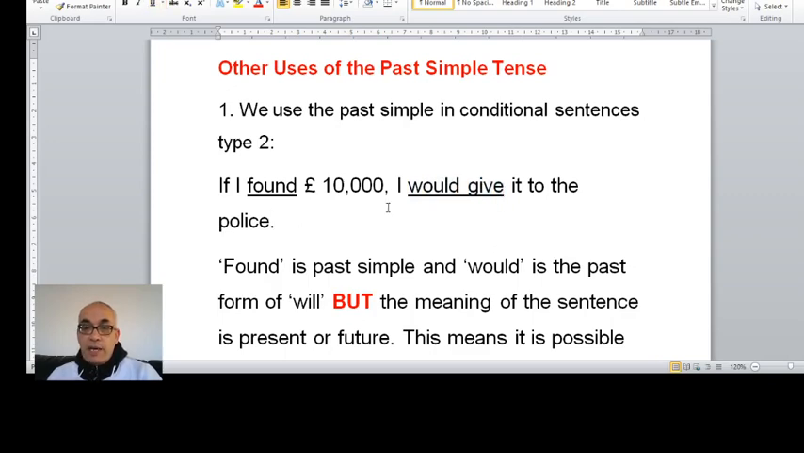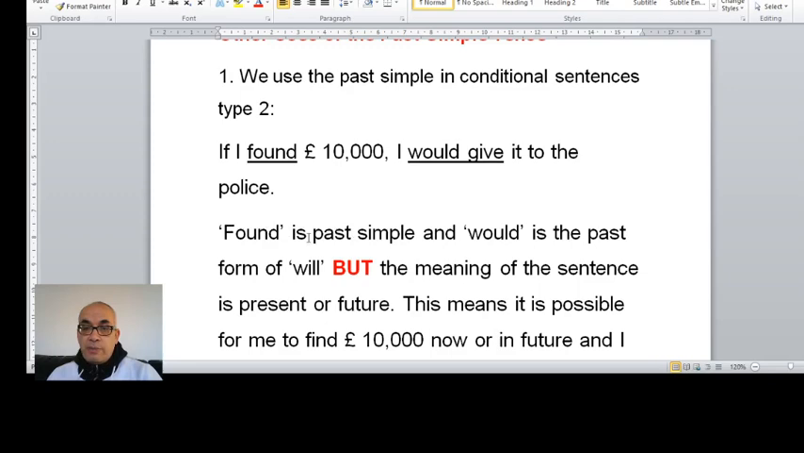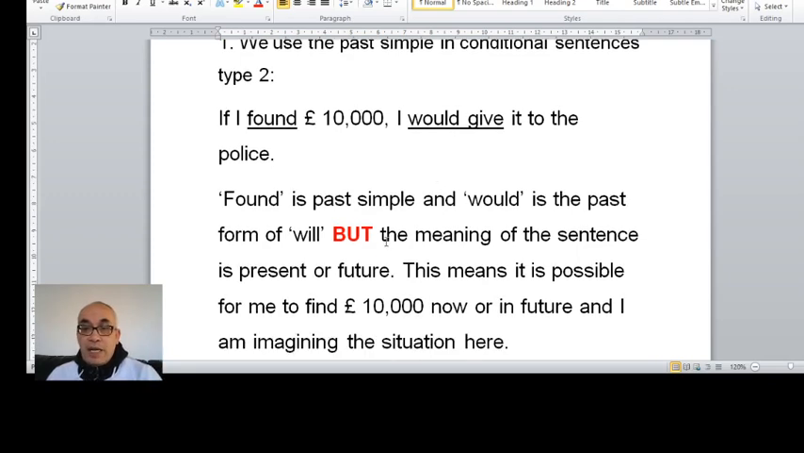So the sentence is past. So found is past simple and would is the past form of will. Yeah? Found is past because find is present. Find is present. Found is past simple. And would is past. Will is present. Would is past. But the meaning of the sentence is not past. The meaning of the sentence is not past. It is present or future.